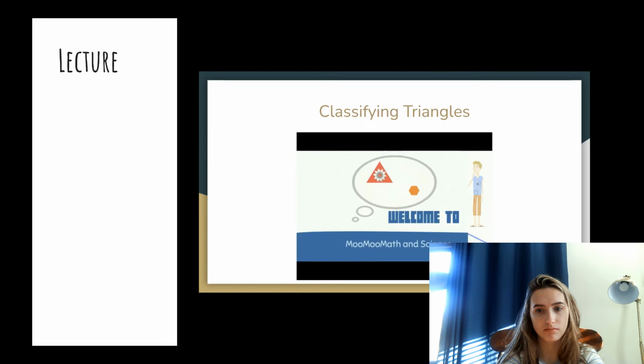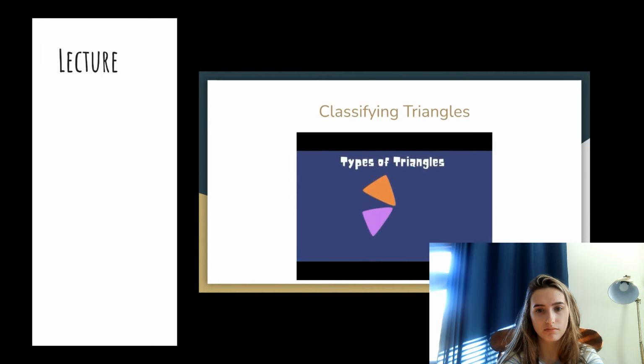Welcome to Moo Moo Math and Science. A triangle is a 3-sided plane figure with 3 sides and 3 angles. The sum of the 3 angles always add up to 180 degrees.